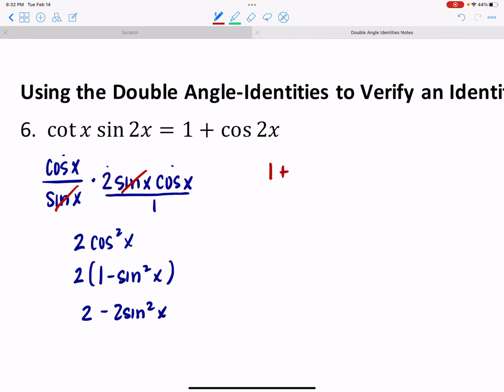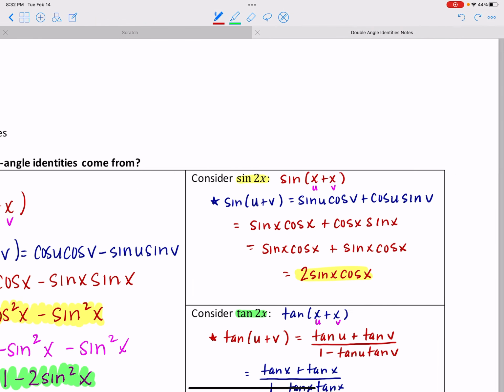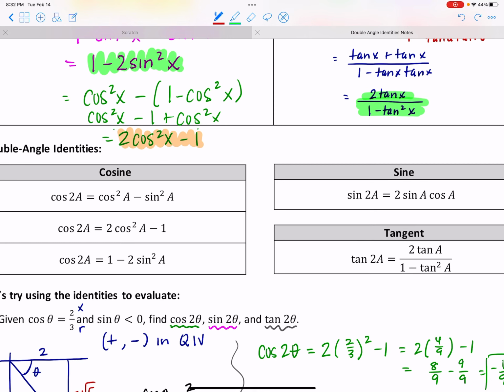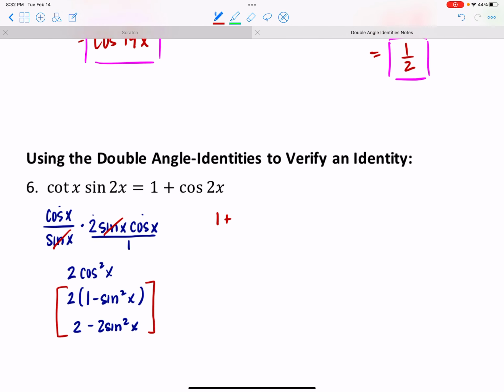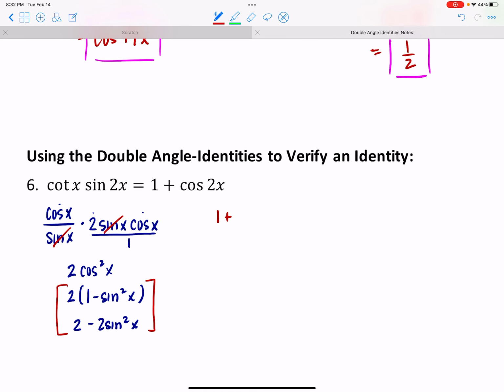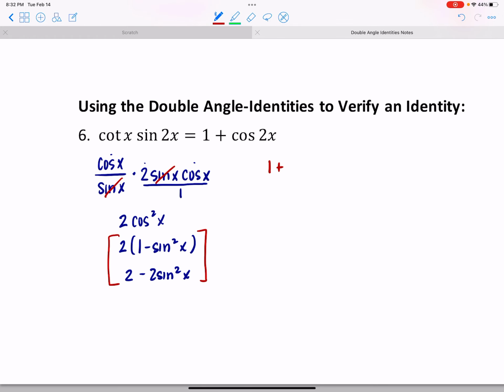Now this is a little tricky because cosine has a lot of different forms. So let me go back and see if any of the forms maybe looks like something that I have in here. So if I go back and look at my cosines, 1 minus 2 sine squared, or 2 cosine squared minus 1. Let's see. 2 minus, oh, that looks kind of close.